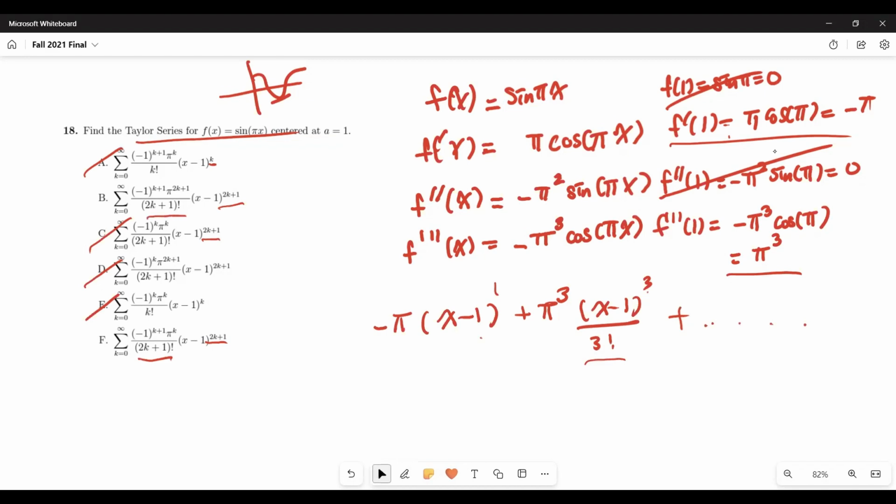What is the difference? Let's see. Oh, the pi power. Yes, pi is also an odd power, right? So it's going to be 2k plus 1. So the answer for this question is b.